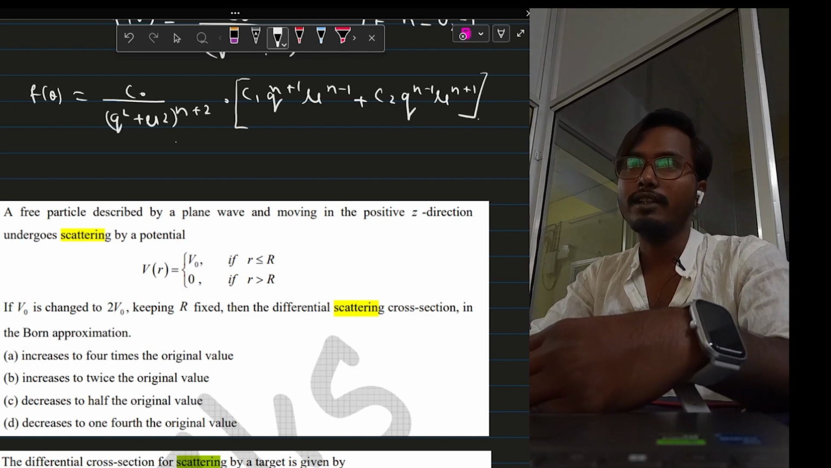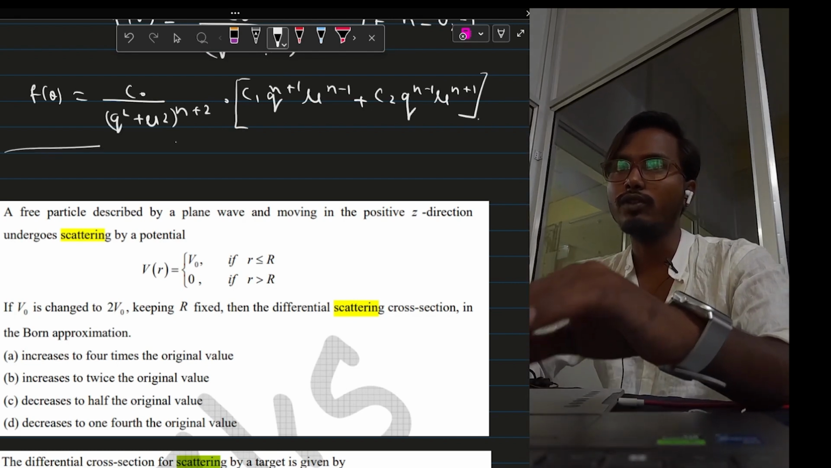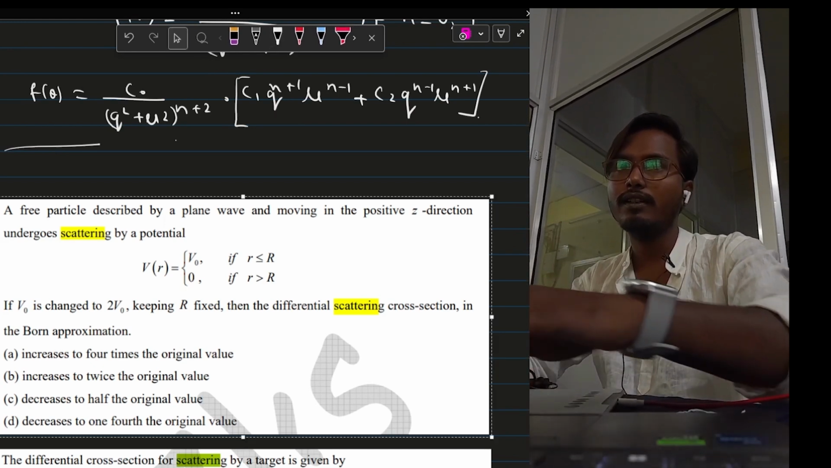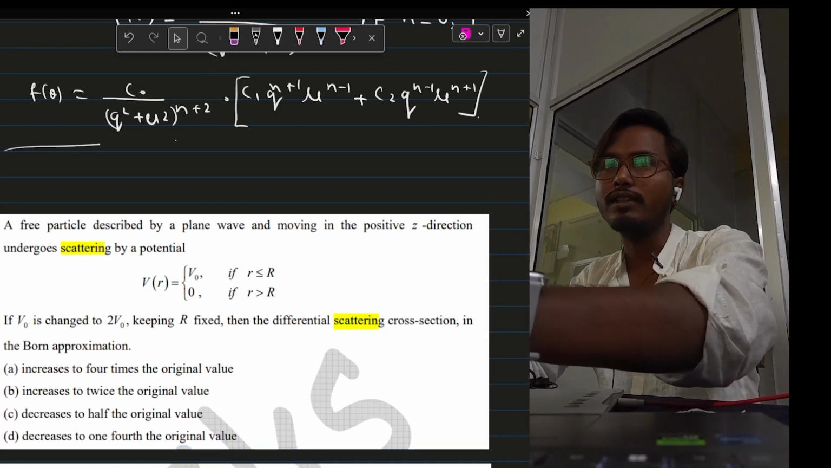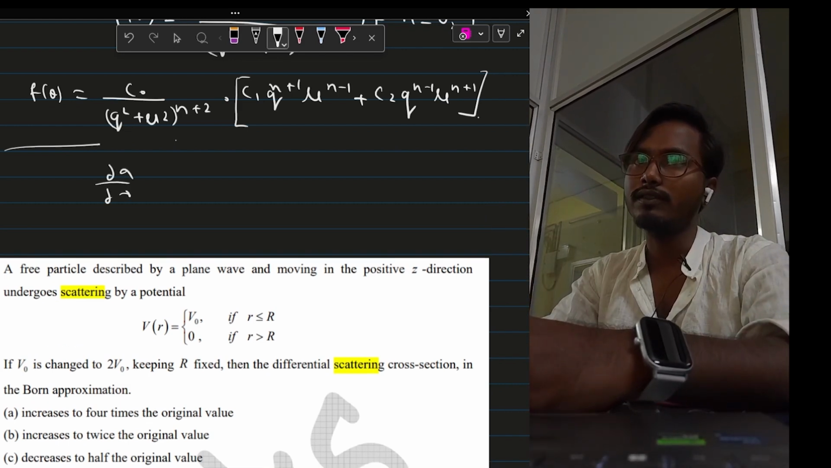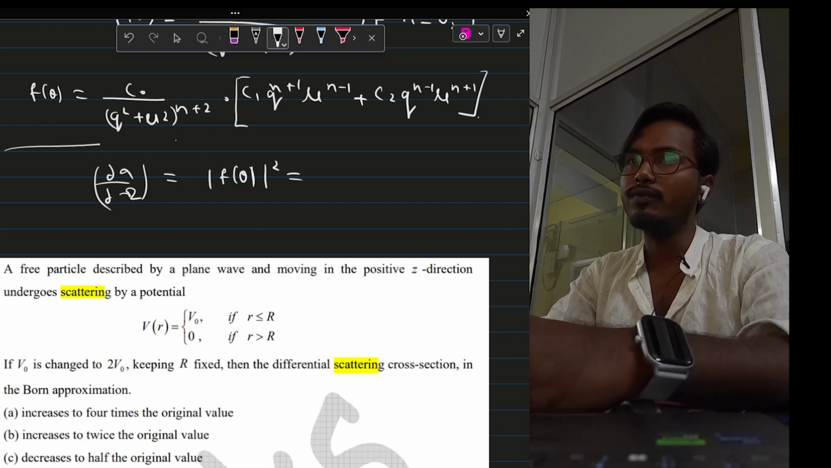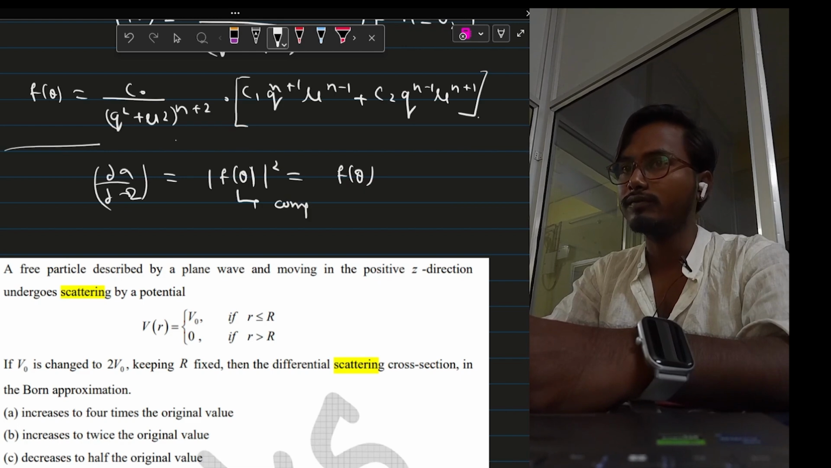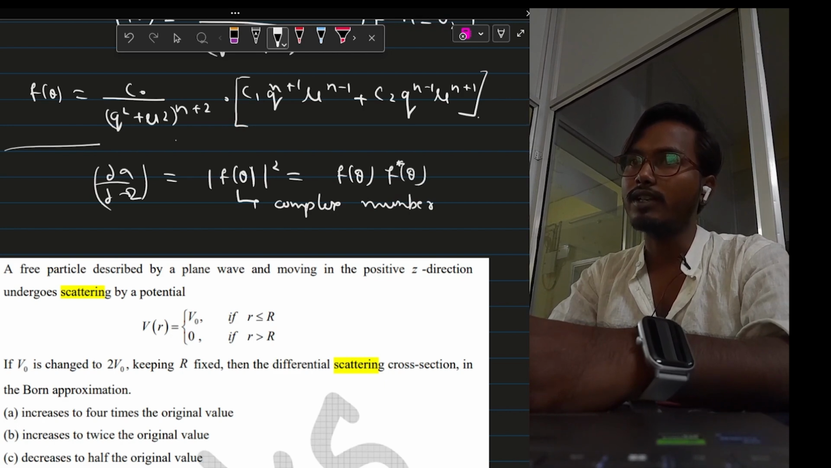Another relation you need to know, which will be helpful for you, is that the differential scattering cross section is equal to the scattering amplitude squared. And if this scattering amplitude is a complex number, then we expand it as f of theta times psi star.